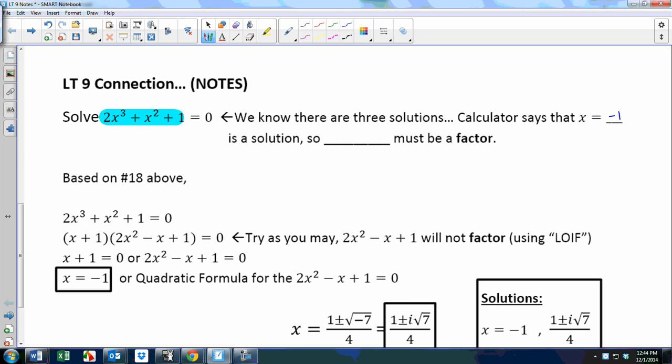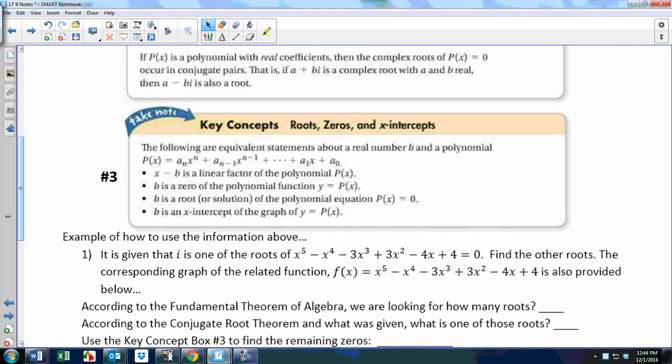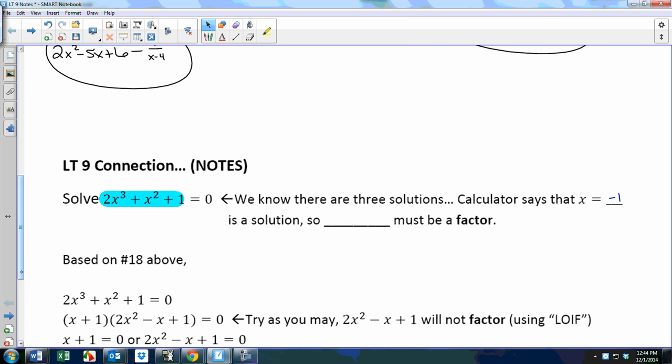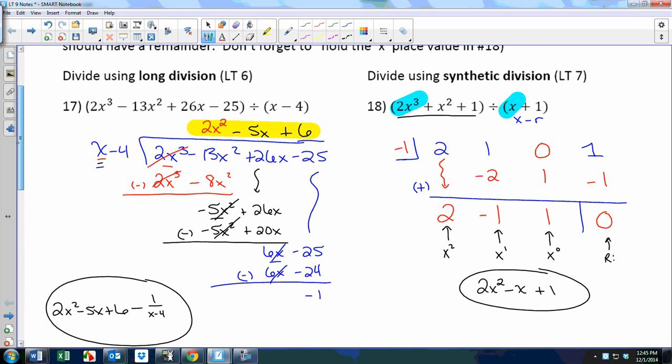We have an old box. I'll go ahead and scroll to the next page here. This is an old key concept: if b is an x-intercept, x minus b is a factor. If -1 is an x-intercept, like it is here, x minus -1 is a factor, or x plus 1 is a factor. That's an old concept, but I copied it again for the notes here. So x plus 1 is a factor. Now what that means is you can take this and divide it by x plus 1 and get some answer, question mark, which is what you just did in number 18. You just did that division right here.